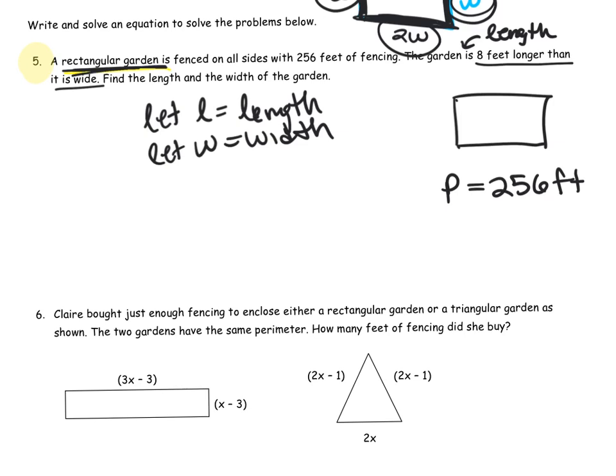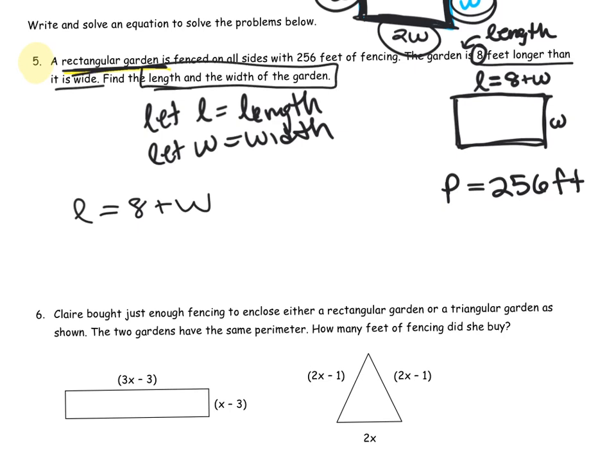If I'm talking about this garden here, and again, we just said let this be the length, this be the width. It doesn't matter, you could have switched them. The length is 8 feet longer than the width. So there's my one equation. The length is 8 feet more than the width. We want to find the length and the width of the garden. If this up here is 8 plus W, then this here is 8 plus W. And if this is W here, then this is W here, because again, it's a rectangle.